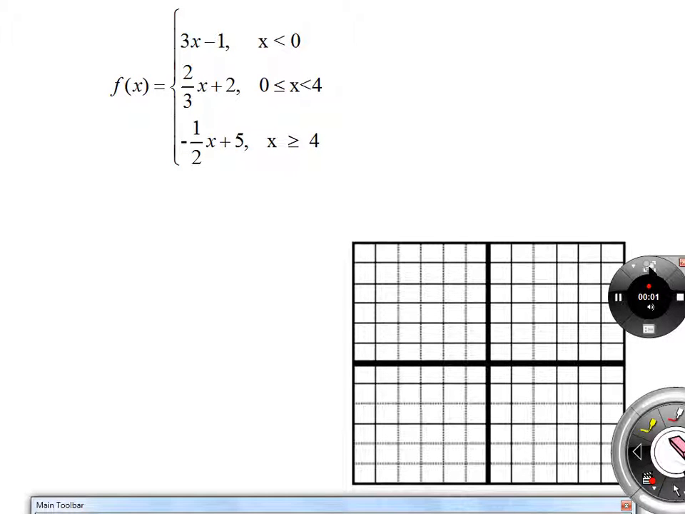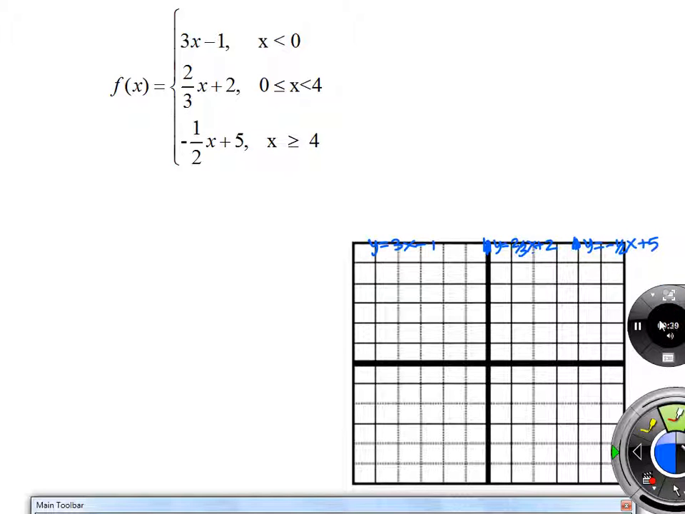For this piecewise function, we can see our boundaries are at 0 and at 4. So we're thinking about cutting off at 0 and at 4. Okay, and in this first section, we want to graph y equals 3x minus 1. And then between 0 and 4, y equals 2/3 x plus 2. And then after 4, y equals negative 1/2 x plus 5.